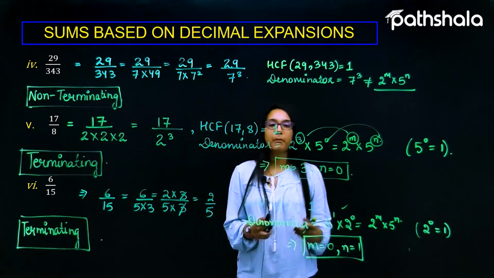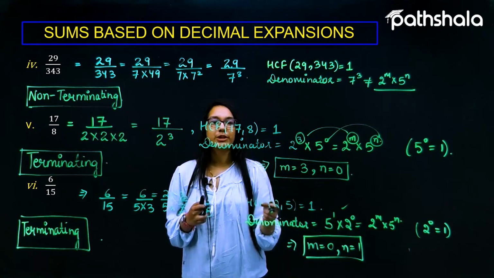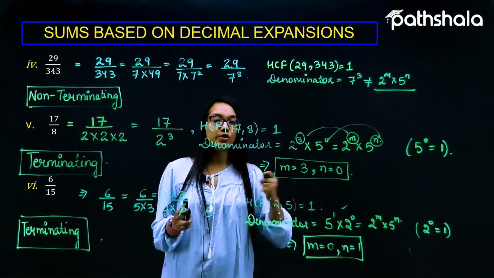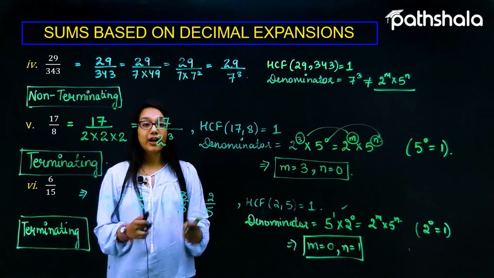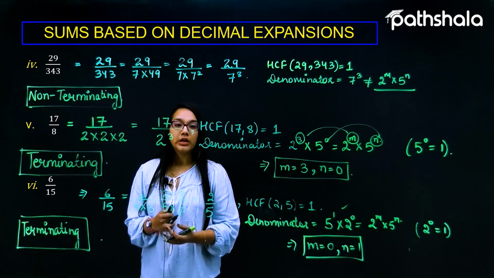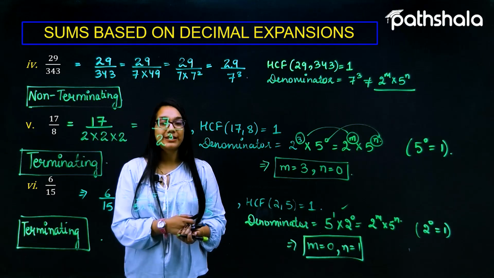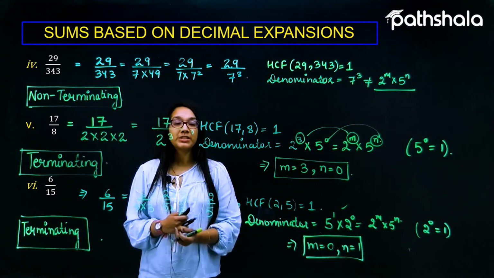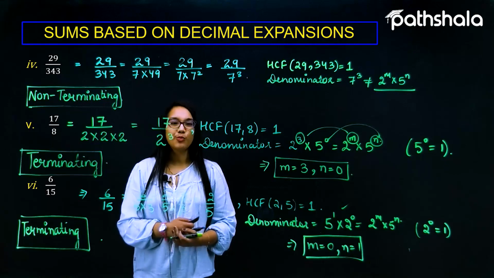So this is all about finding out whether decimal expansions are terminating or non-terminating without the actual division of the numbers. I hope the concept related to the two theorems is all clear to you. So let's move on further.